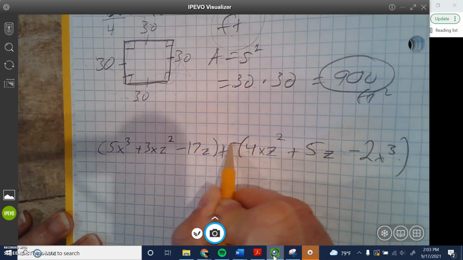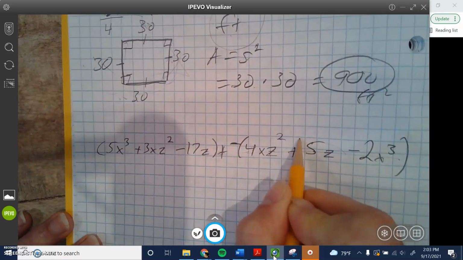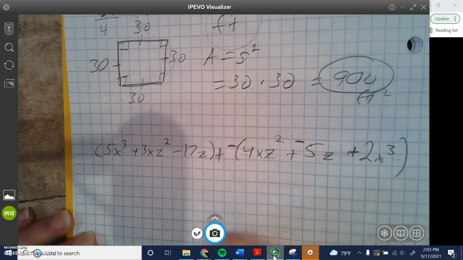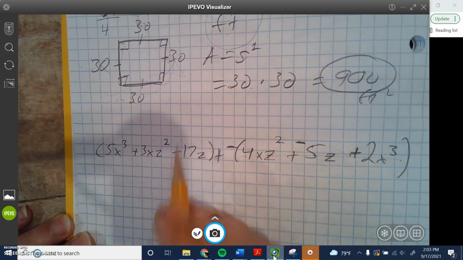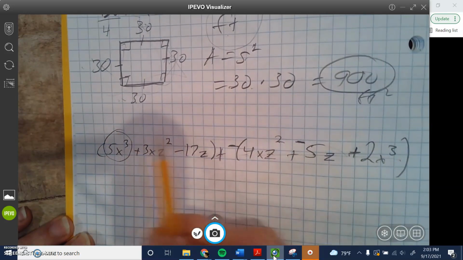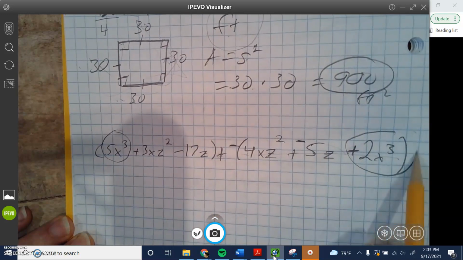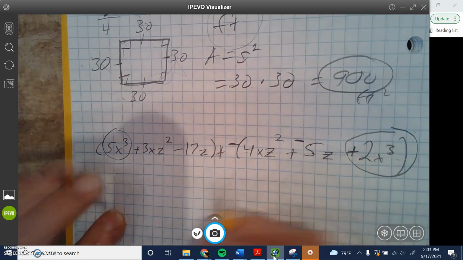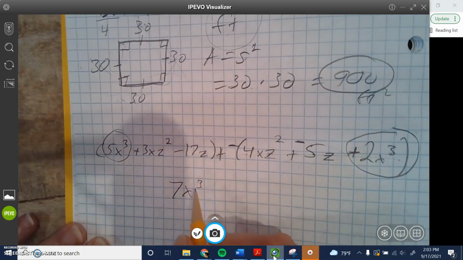This is positive, I'm going to make it negative. This is positive, I'm going to make it negative. This is negative, I'm going to make it positive. There we go. So now I just combine like terms. It's not in the same order, but that doesn't matter. I've got 5x squared and 2x to the third, and 2x to the third. So that would be 7x to the third.